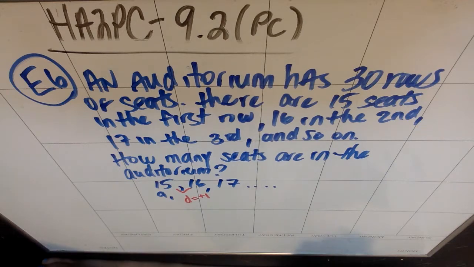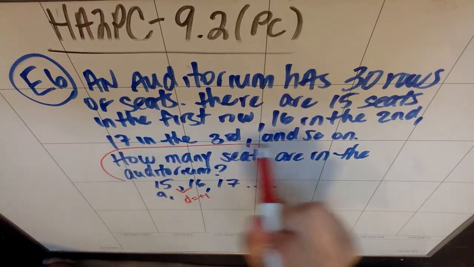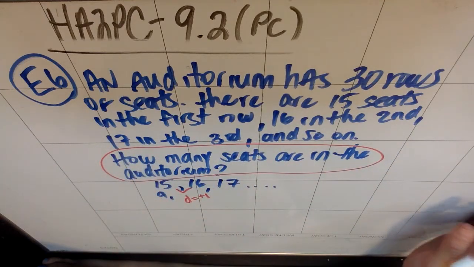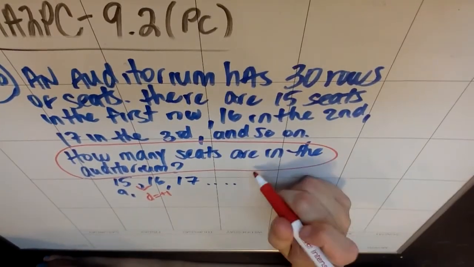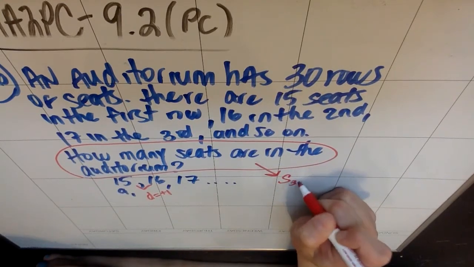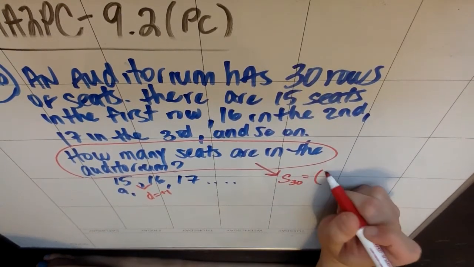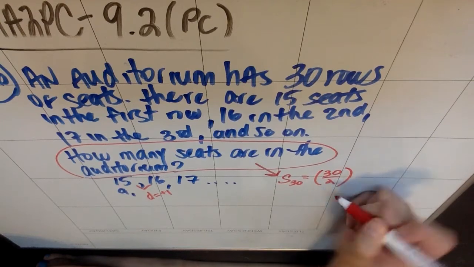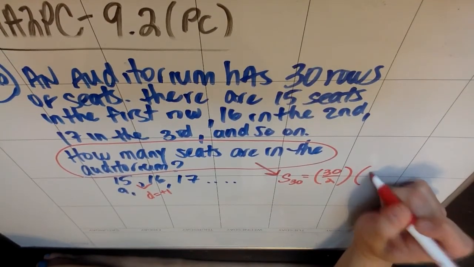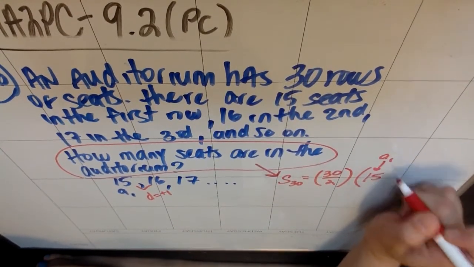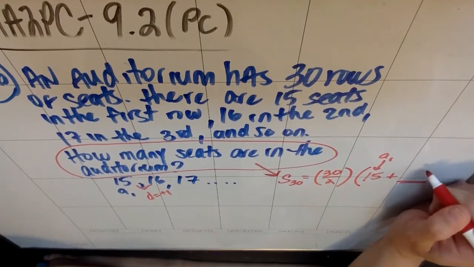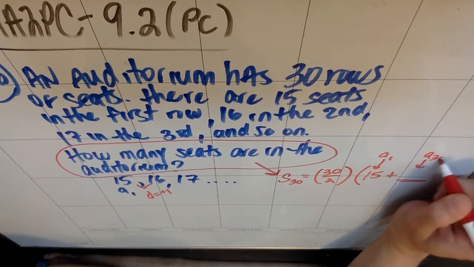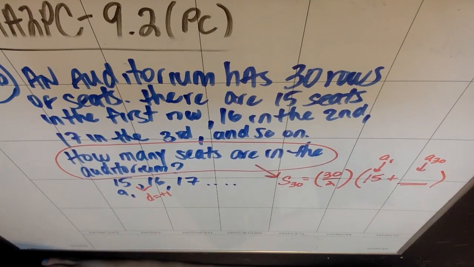So this question of how many seats are in the auditorium is actually asking you to find S sub 30. This is saying, what is S sub 30? Well, that's going to be 30 divided by 2, because that's the number of pairs, and then a sub 1, which we know is 15, plus whatever a sub 30 is. And that's the wild card here, I have to find the 30th row.